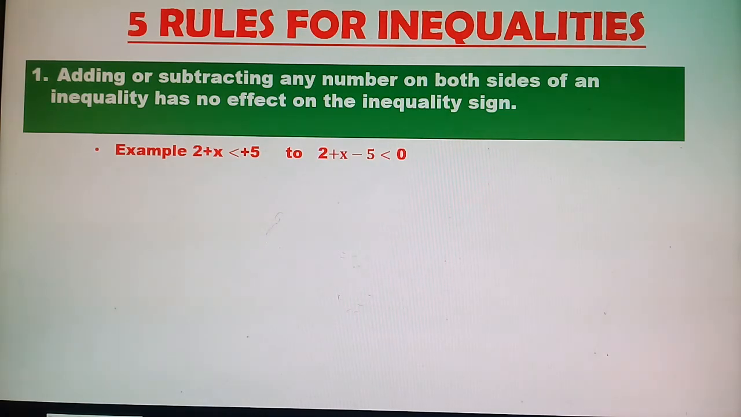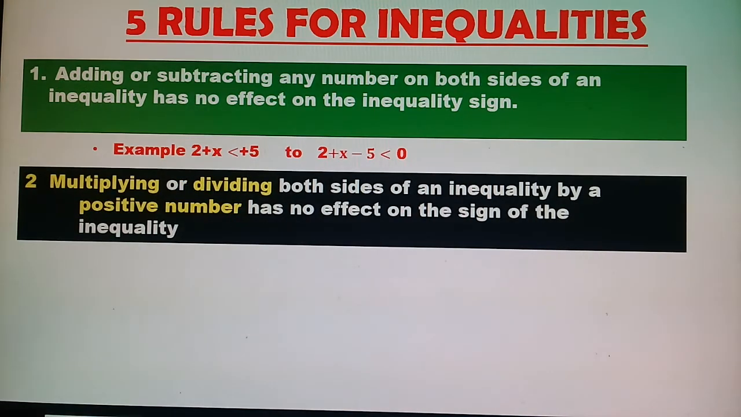Okay, thank you. Let us move on to rule number 2 now. I hope you are okay with rule number 1. Rule number 2 says multiplying or dividing both sides of an inequality by a positive number has got no effect on the inequality sign. Meaning that if I divide by a positive number on both sides of the inequality, it has got no effect. Let us look at an example for that.